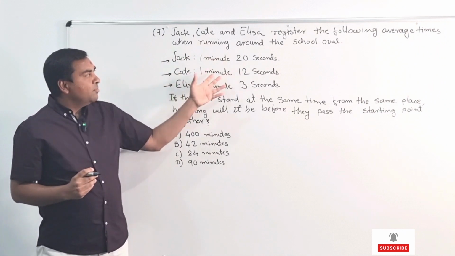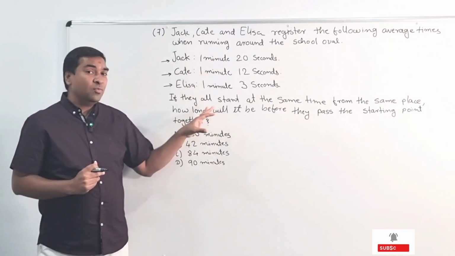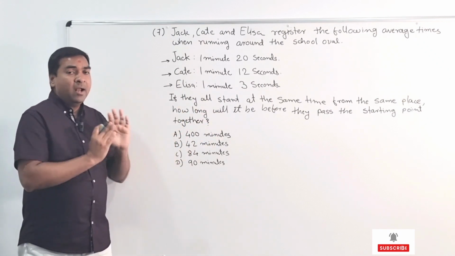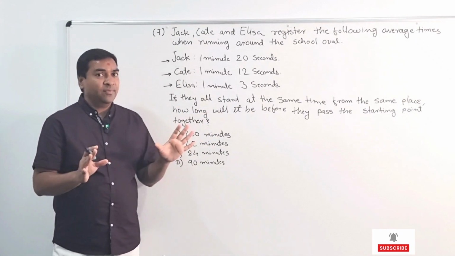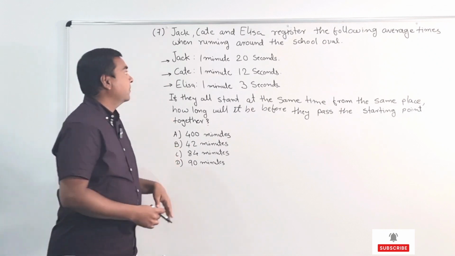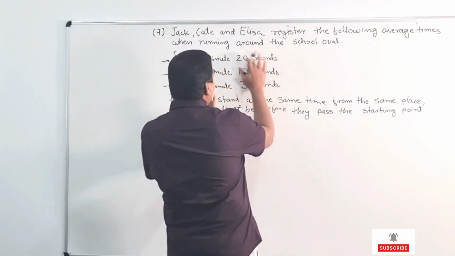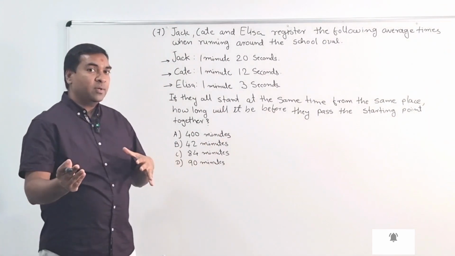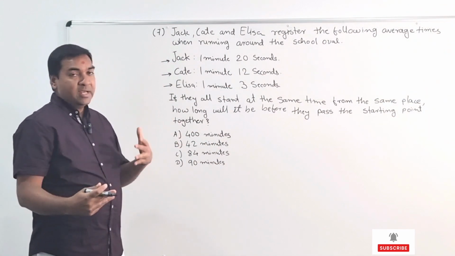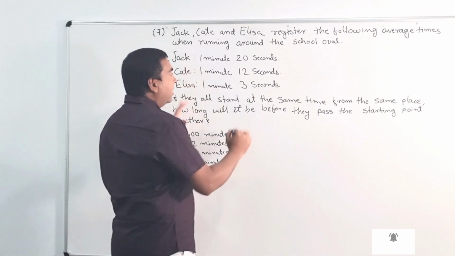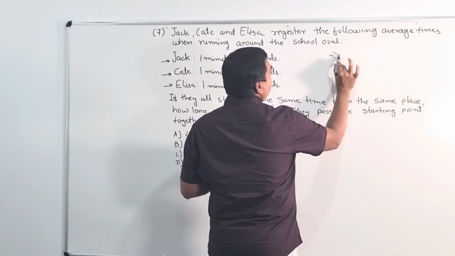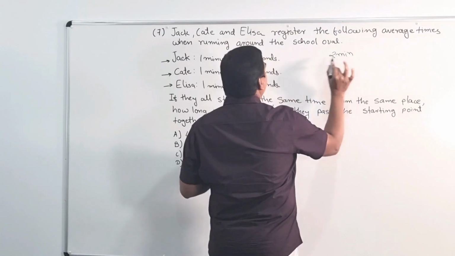Whatever the information is given, we need to work it out. Let's put that aside and make things very simple first. Let us say, in case, I'm changing the times for a moment so that you can have a bit more idea about what we can do. So let us say Jack is taking 2 minutes for one round.